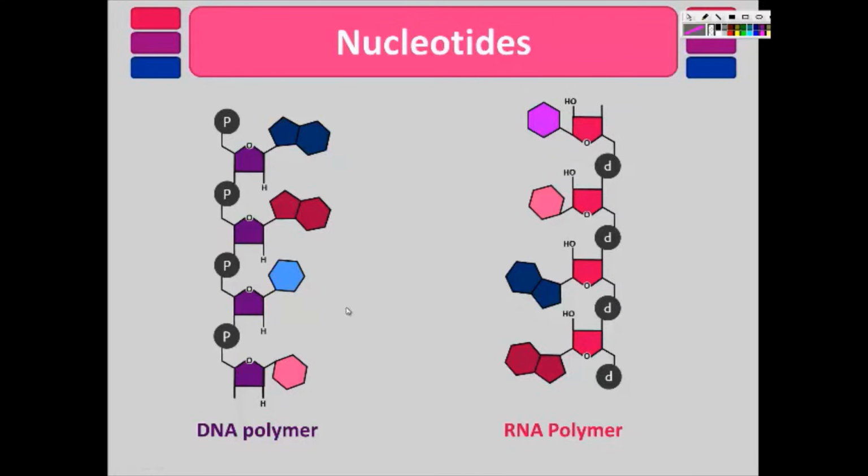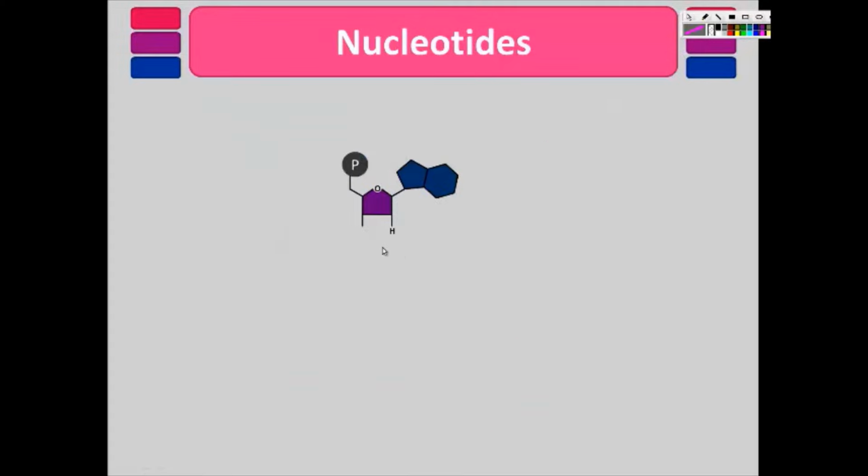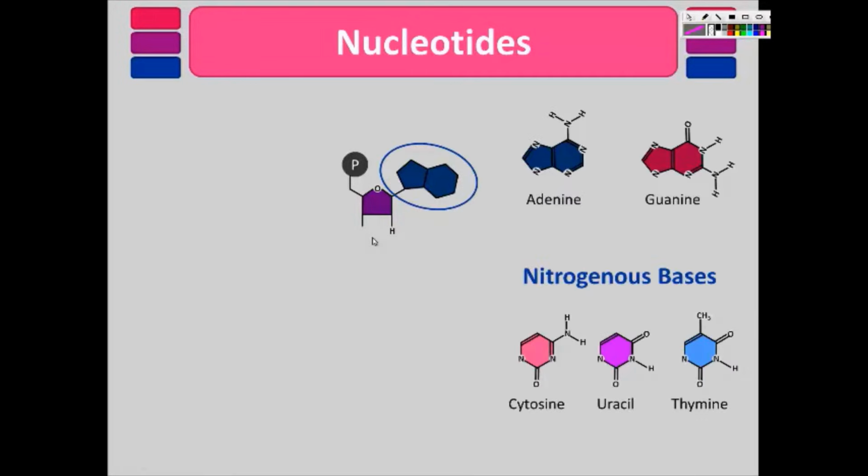Notice that each molecule in a strand is made from similar subunits. These individual subunits are called nucleotides. Let's take a closer look at a single nucleotide to learn more about its structure and diversity. This single nucleotide can be seen to be made of three different parts. On the right, the nitrogenous bases determine the sequence of the resulting nucleic acid.